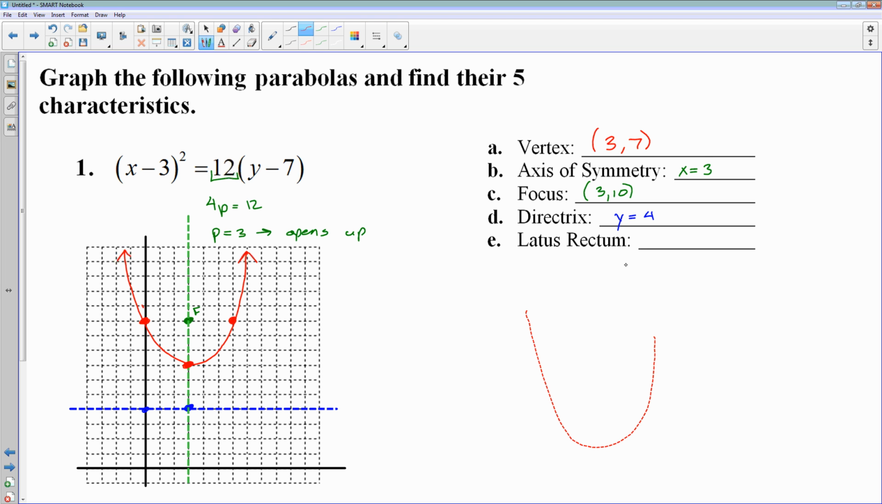Find your p, and that p pretty much tells you where everything is going to be in the graph. The focus is p units up. The directrix in this case was p units down. And then my latus rectum was p units on each side of the focus.